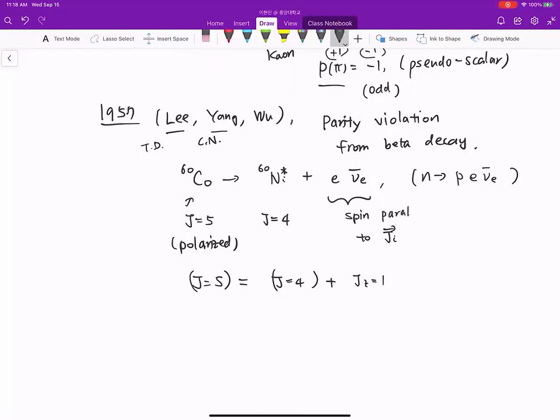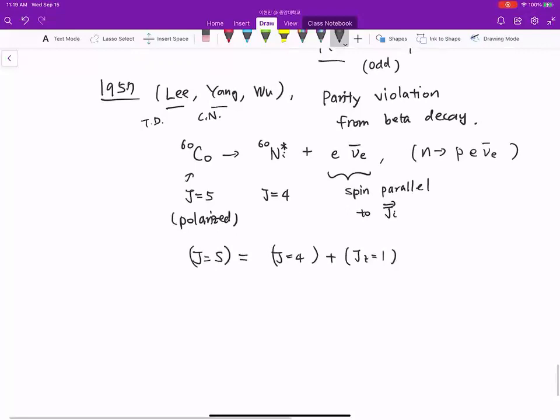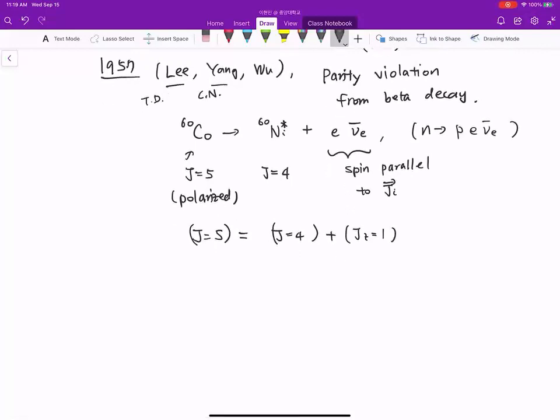So if I remember, because of momentum conservation, electron and the antineutrino should go in opposite directions from each other, but they have the same angular momentum, it looks like. So this is the cobalt 60, and this is the initial spin direction. So this is the neutrino, and this is the electron. What I wanted to say is the spin. So let me draw this way.